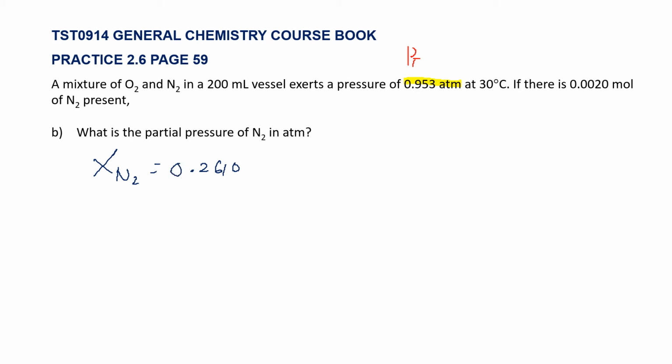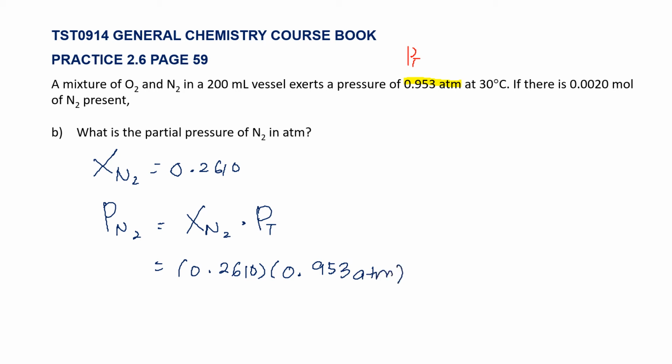By using the formula PN2 equals XN2 times Pt, we can substitute 0.2610 times the P total, 0.953 atm. Therefore we will get the answer for PN2 equals 0.2487 atm. So this is the partial pressure of N2.